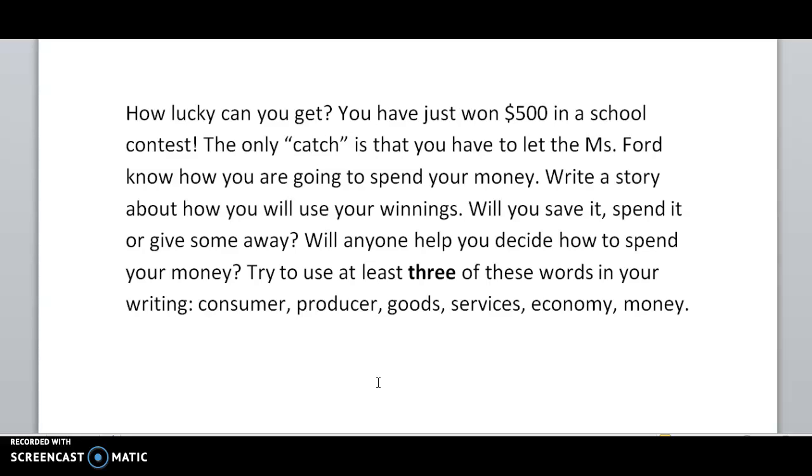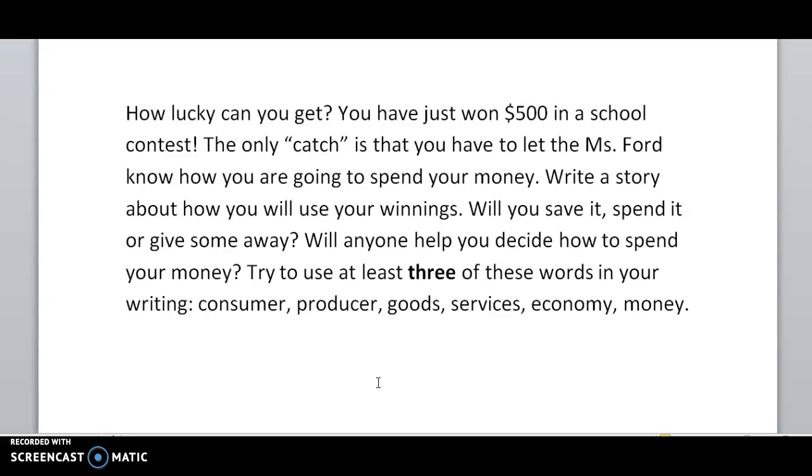You have just won $500 in a school contest. The only catch is that you have to let Miss Ford know how you're going to spend your money. Write a story about how you will use your winnings. Will you save it, spend it, or give some away? Will anyone help you decide how to spend your money? Try to use at least 3 of these words in your writing: consumer, producer, goods, services, economy, and money.